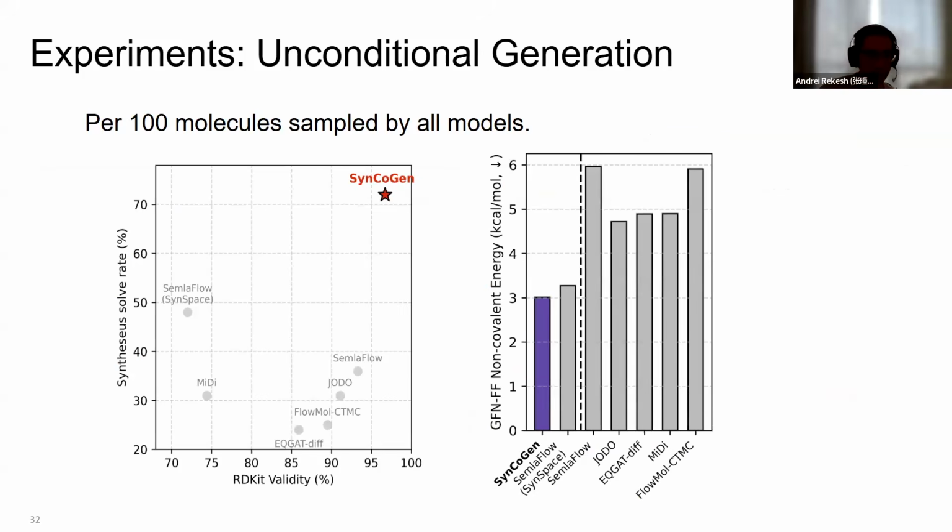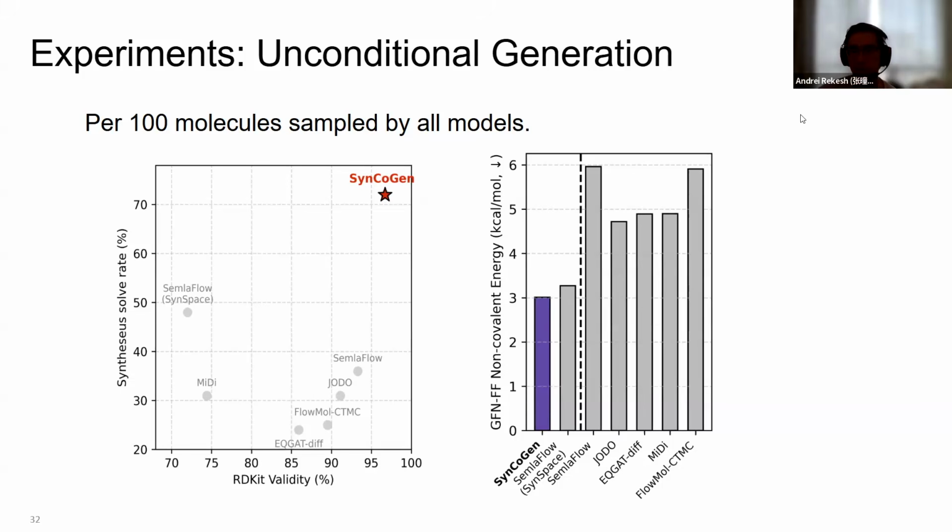For a visual version of this, we can see that for RDKit validity, SynCoGen does really well. And also for Synthesius solve rate, we find that SemlaFlow is the best benchmark compared to the rest. So what we do is we retrain SemlaFlow on our molecules to see if an all atom model can recapitulate the kind of chemistries that we want it to, without actually being enforced. And we find reasonably that it's not able to do this.